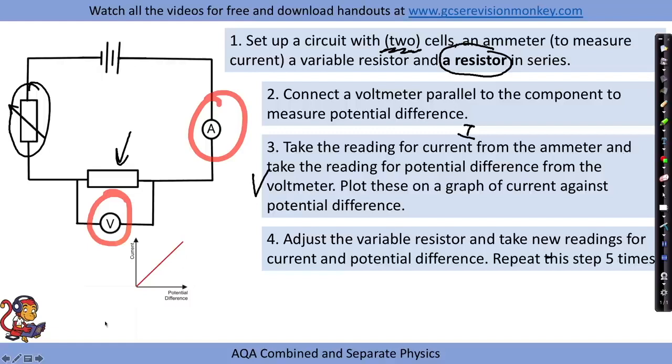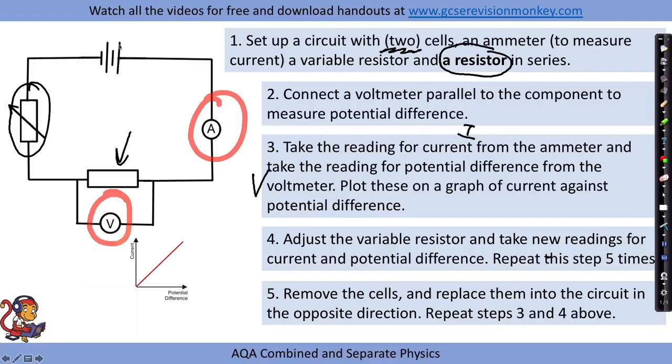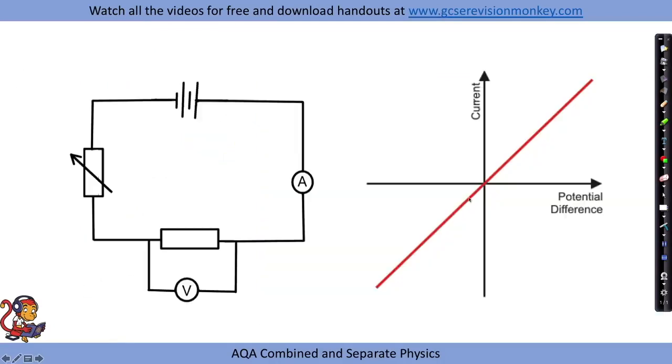However, we also need to get the negative region of the graph, so we do that using the next step, which is to remove these cells and to replace them into the circuit in the opposite direction. And then we repeat steps 3 and 4 above. By doing that, we get negative readings for our voltmeter and ammeter, and we can collect data for this negative region of the graph. So that's our completed graph for a resistor at constant temperature. You can see a directly proportional relationship between current and potential difference.